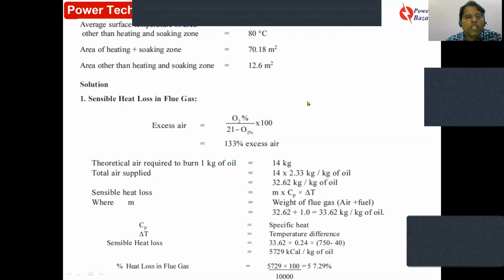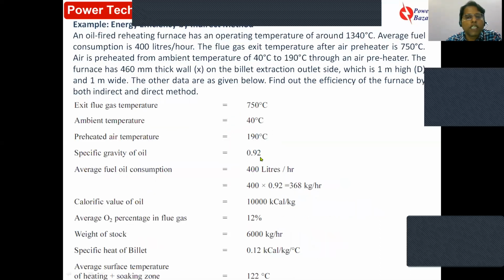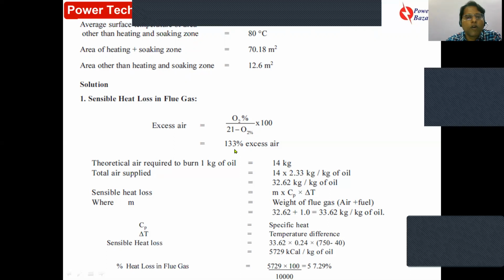Now we have already remembered the formula for how to calculate excess air if O2 is given. The formula says excess air is O2 divided by 21 minus O2. If I put O2 as 12%, then I get excess air as 133%. That means I am supplying 133% extra air to the furnace.